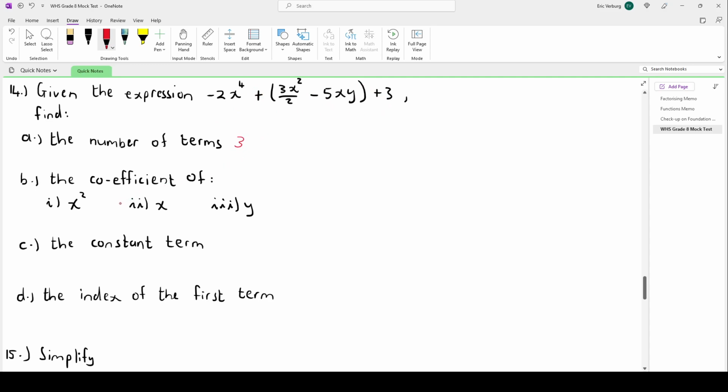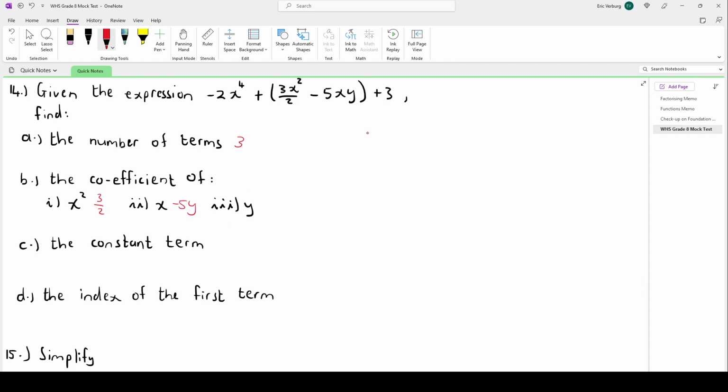The coefficient. So coefficient is the thing that's being multiplied with this variable. So the coefficient of x squared. So what is being multiplied by x squared? 3 over 2. And remember, if there was a negative, include the negative. But that is going to be 3 over 2. Coefficient of x, what's being multiplied by x? Not just negative 5, it's negative 5 and y. Remember that. So negative 5y.